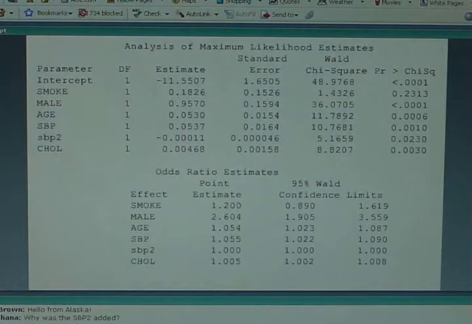I could add a cholesterol squared term to the model and see if that model fits better than the model I presently have, which is assuming a linear relationship. That would help me decide between those two representations for cholesterol. The way you decide between two candidate models is by looking at something like the AIC statistic.